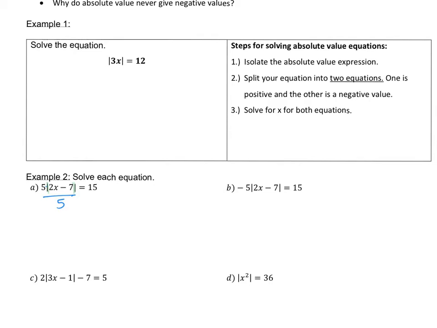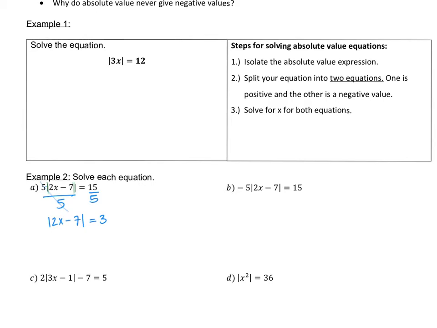And so here I go. I cancel out the 5s, so that means I have to divide the other side by 5. So now this side here just has the 2x minus 7. And then on this side, 15 divided by 5 is 3. Now, once the absolute value function is by itself, that means you get to split the equation into 2 equations. And when you split the equation, the absolute value goes away.